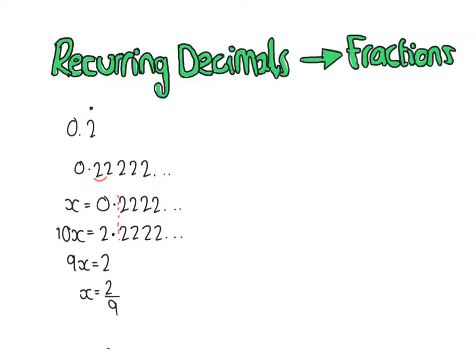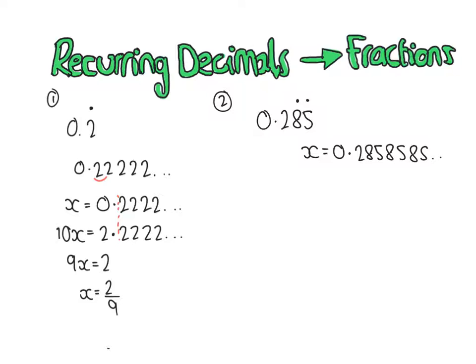Let's look at one that's slightly more complex. So if we've got 0.285 with 2 dots, one tells us where the repeating sequence starts, the other tells us where it stops. So x is 0.2858585... Identify the repeating sequence, which in this case is 85.